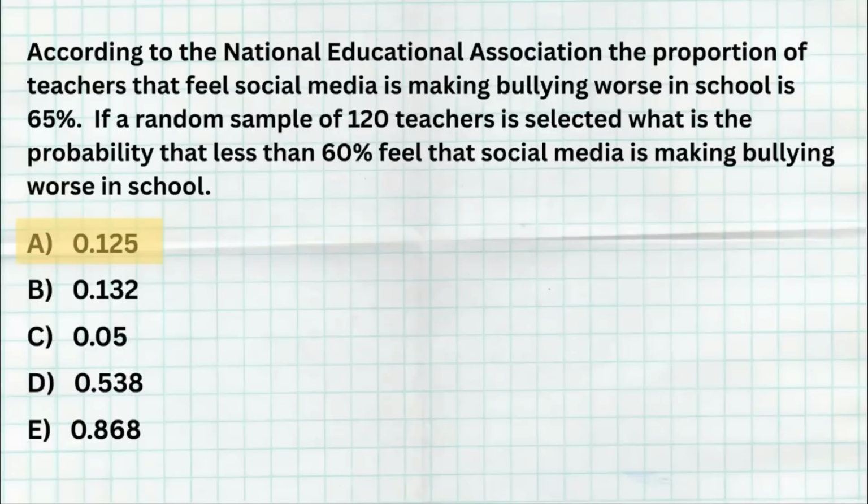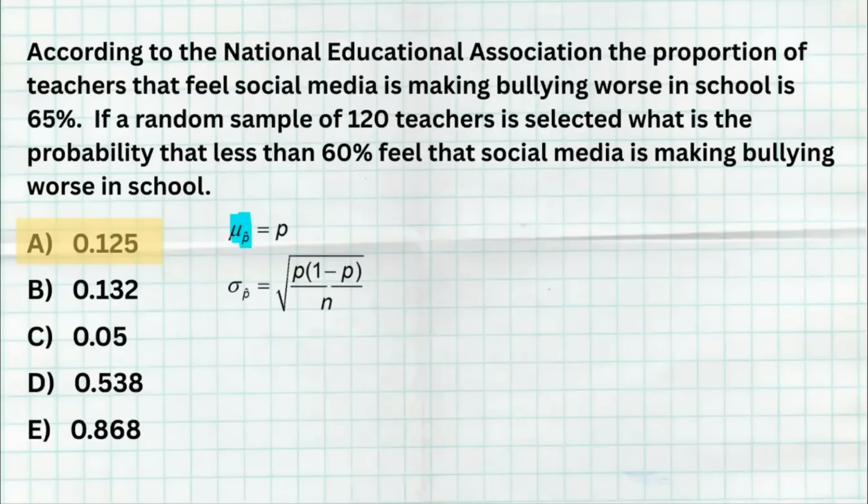And the correct answer here is A. Now, this is another problem that involves a sampling distribution, but this time it's a sampling distribution for sample proportions. So we know that the population proportion is 65%. 65% of all teachers feel that social media is making bullying worse. But now we're going to look at samples of 120. And the proportion from a sample of 120 teachers does not have to be 65%. It could obviously be more, it could be less, right? Because samples vary. So what we have to do is think about the sampling distribution for sample proportions.